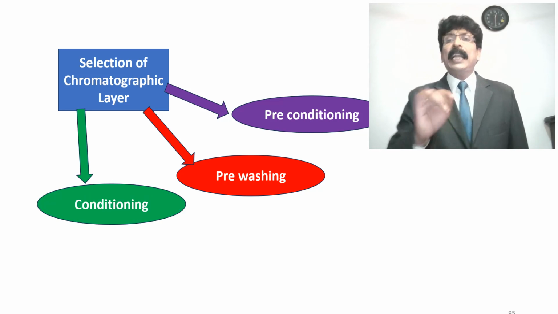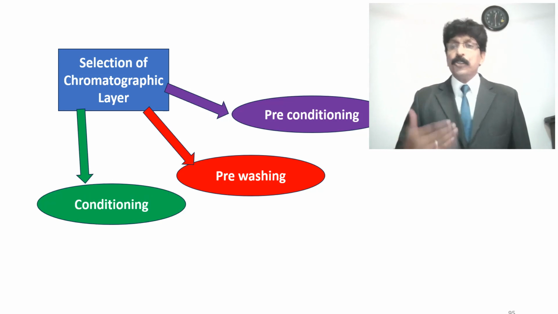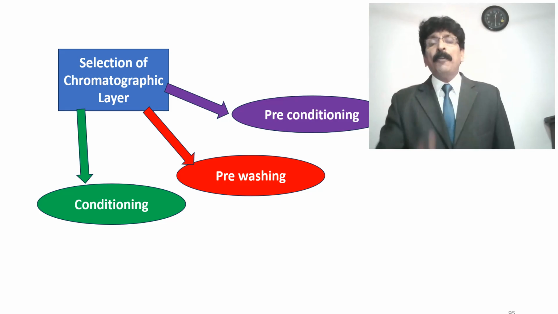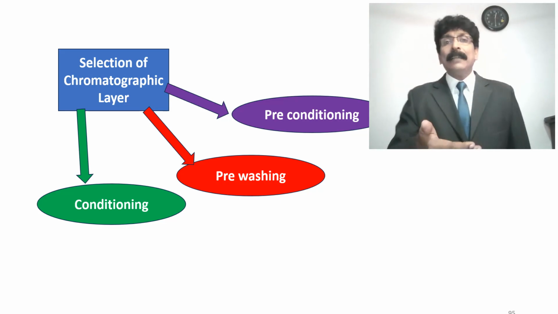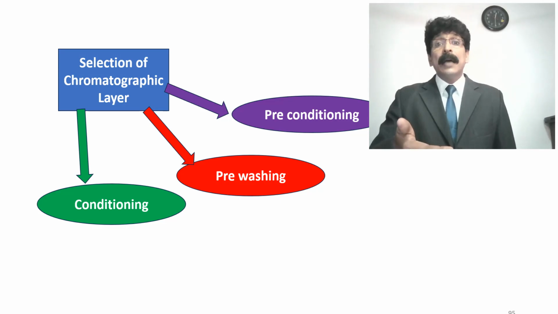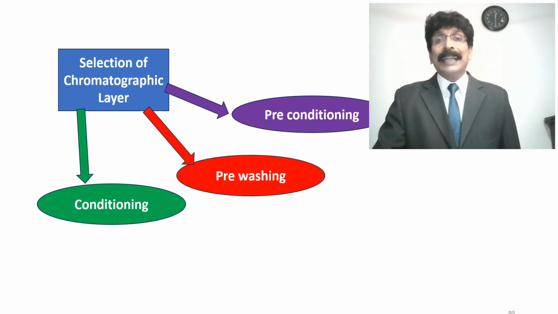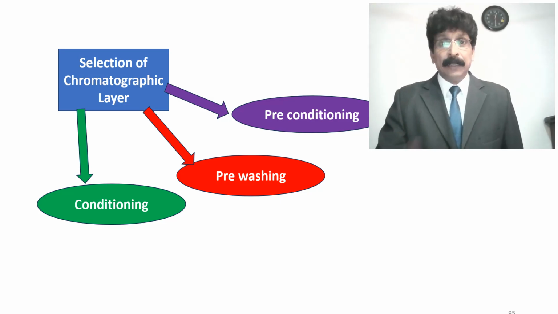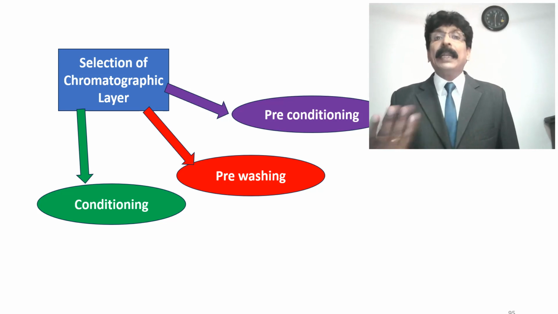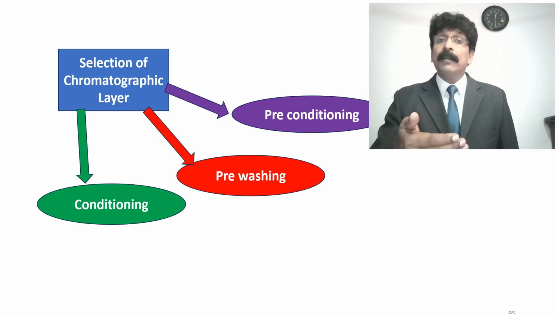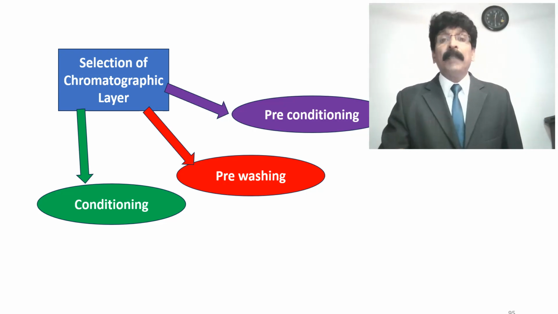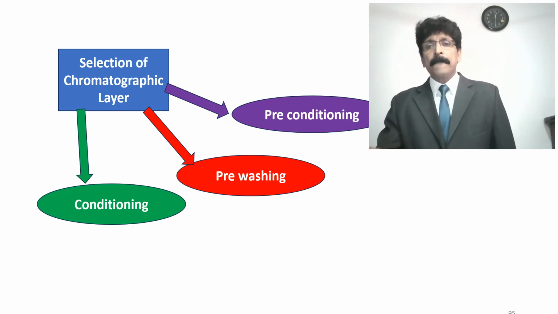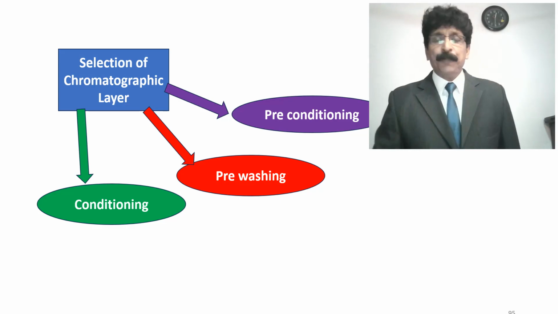And next you can see conditioning. After pre-washing, you should make the thin layer ready to perform your chromatographic technique. So what is conditioning? That is activation. How do you activate it? Because we want to remove the solvent which may be present in the thin layer, which will hinder our experiment. So it should be completely removed by using 105 degrees centigrade for 30 minutes in a hot air oven. We can activate the thin layer for this HPTLC performance.